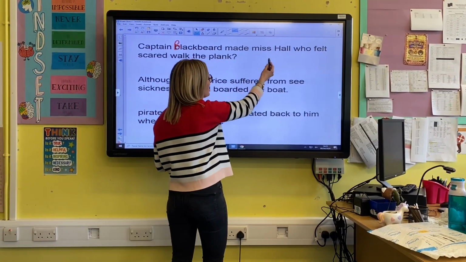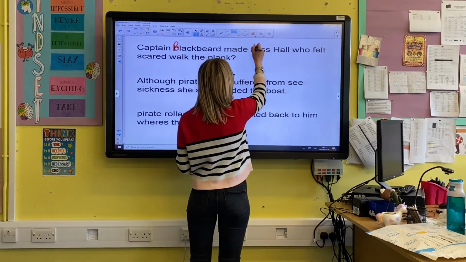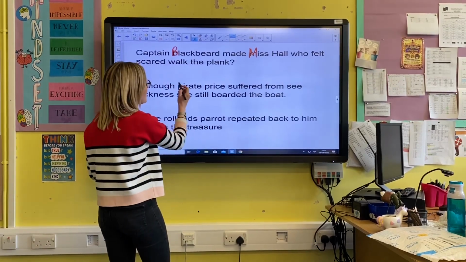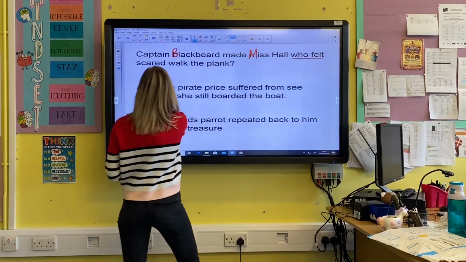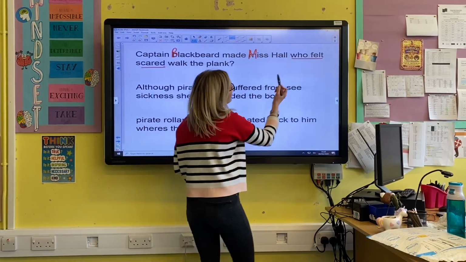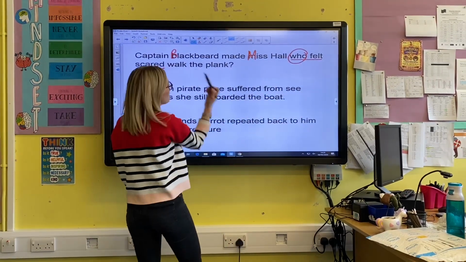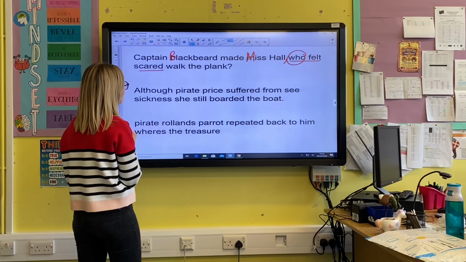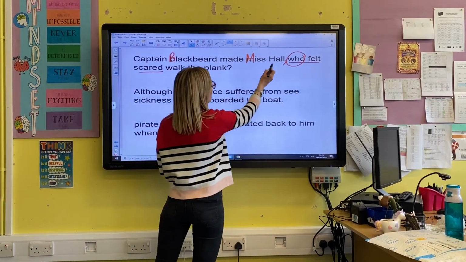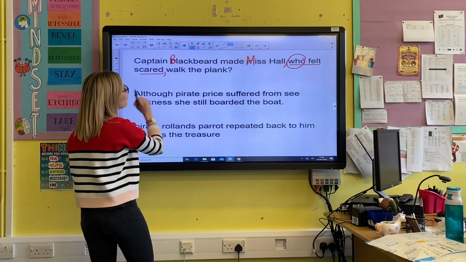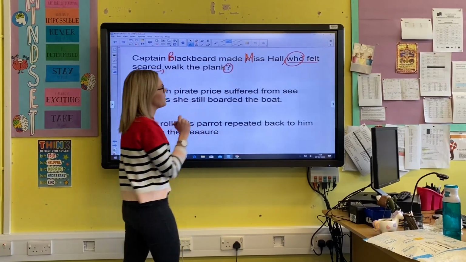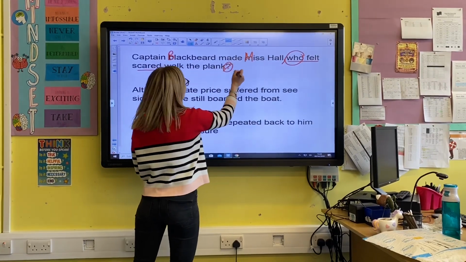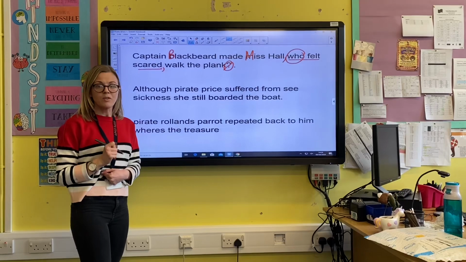Captain Blackbeard made Miss Hall. Again, Miss Hall is a name, it's a proper noun, so we need a capital M, Miss Hall, who felt scared. Now, what do we notice about this part? That looks to me like a relative pronoun and a relative clause, so it's been added. So we need to put a comma to separate that relative clause from the rest of the sentence. Captain Blackbeard made Miss Hall, who felt scared, walk the plank. Oh, we've got a question mark there. It doesn't sound like a question to me, so I think we'll cross that out and we'll put a full stop instead. So we've done the first one together.